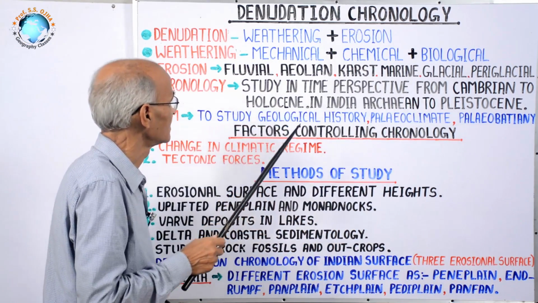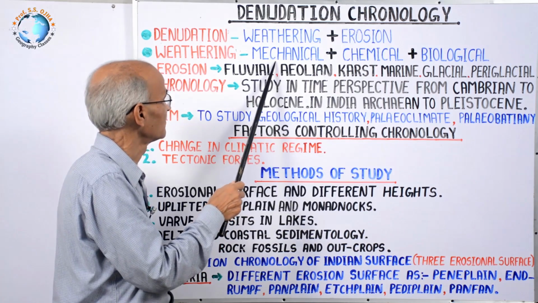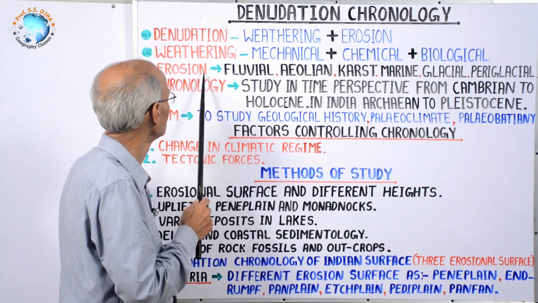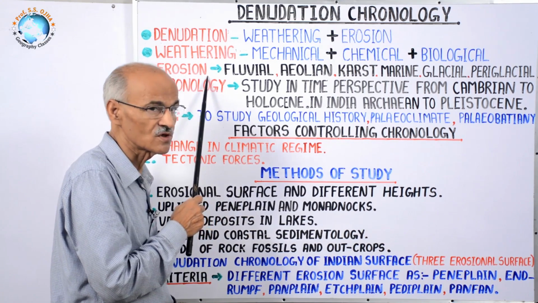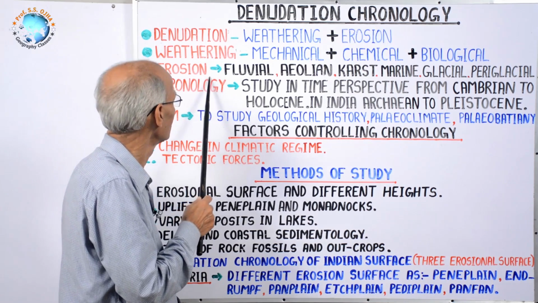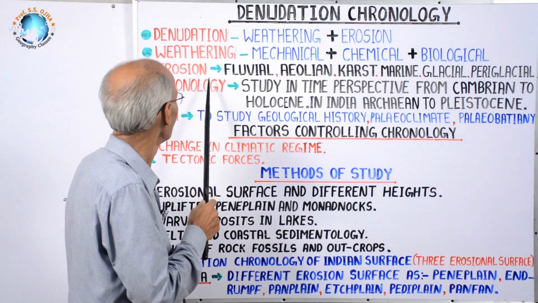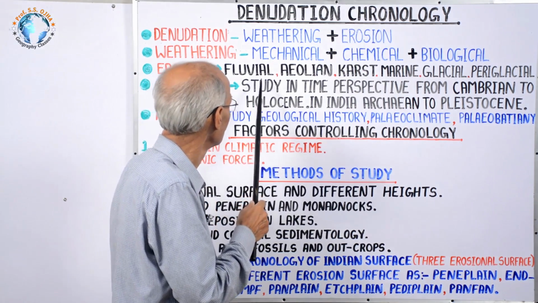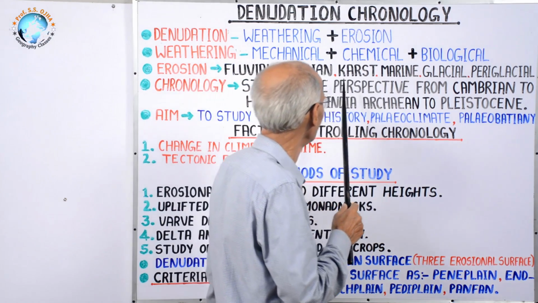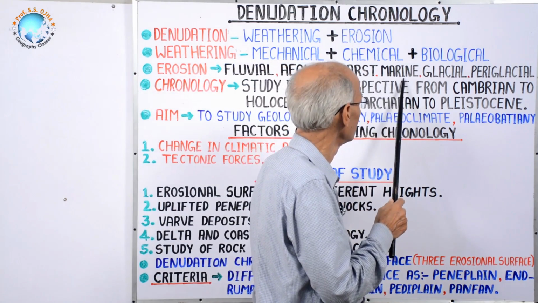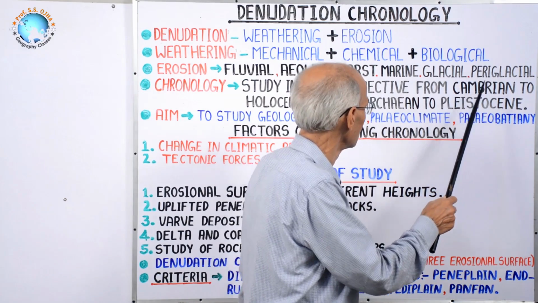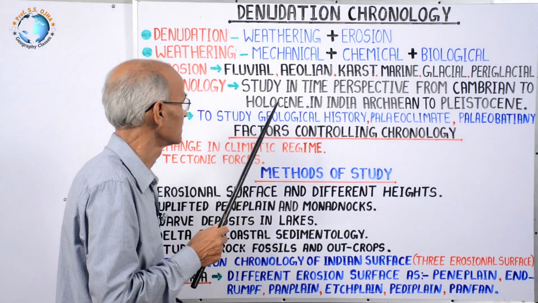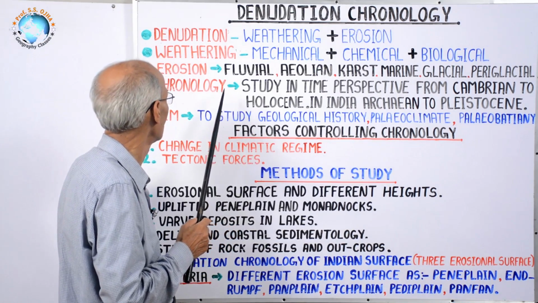Then this weathered material on the surface of the earth waits for eroding forces, and erosion is virtually transportation of weathered material from one place to other. And as we have just discussed, there are 6 eroding forces or processes. Number 1 fluvial, second aeolian, third karst, then marine, then glacial, then periglacial. These have been studied in detail in geomorphic process and development of landform.